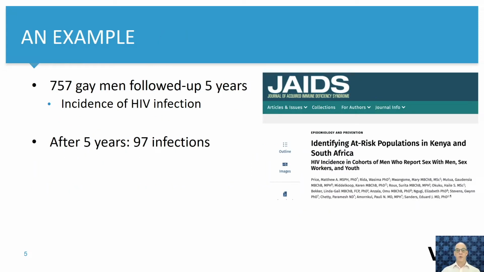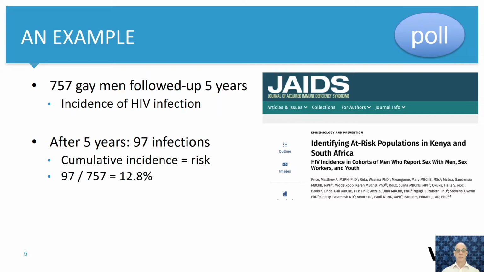So this is an example of a longitudinal study. It's a study conducted with 757 gay men who are followed up over a period of 5 years, and the outcome was the incidence of HIV infection. After 5 years, there were 97 infections recorded in this cohort. So what is the risk of HIV infection in this cohort? The cumulative incidence, the risk, can be seen as the number of events divided by the total population of the cohort, which would make 12.8%.